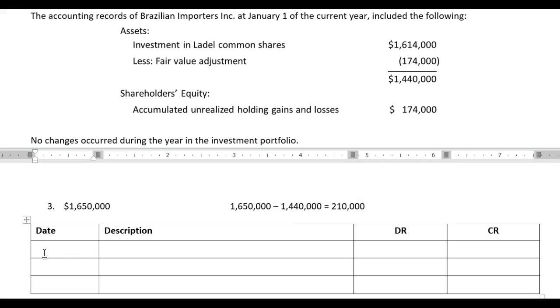Okay? And we'll talk about that here in just a minute. Well, what does that mean? So December 31st, again, this is an increase in fair value. So we're going to hit our fair value adjustment because we're actually increasing the value of our asset. So it needs to be a debit. And then we would have recognized, again, an unrealized holding gain. And it has to be reported as part of net income. So we're going to denote net income for 210,000.